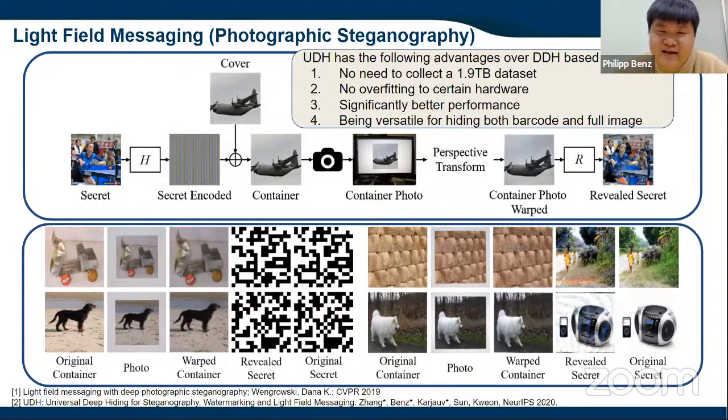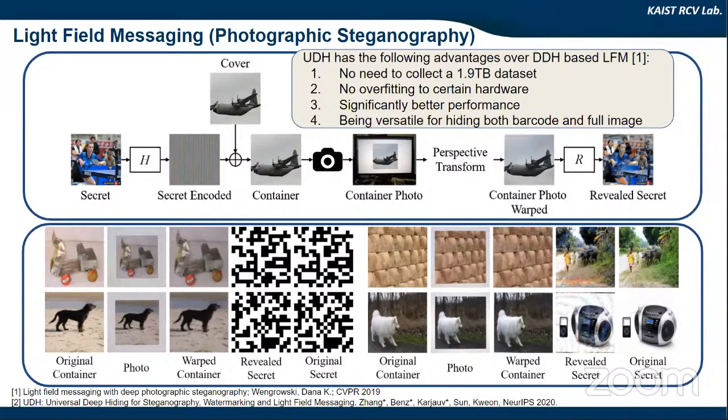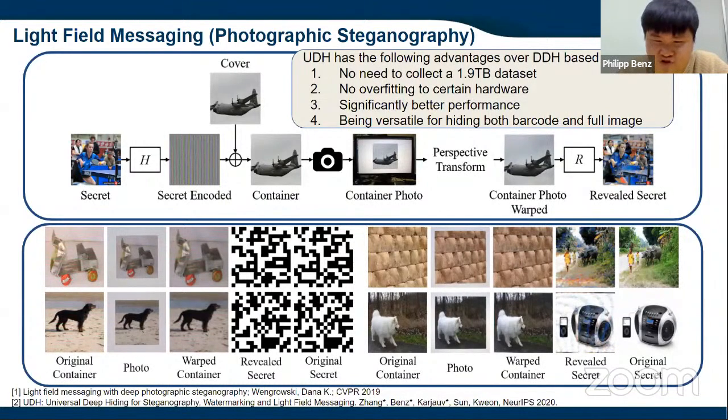And in 2019, there was one CVPR paper that did something very similar, but for them, they need to collect a 1.9 TB data set, which is like the corresponding container image and the container photo. Because they found that if they didn't do this process in the training, and they just do this thing normally as before, then the receiver side can retrieve nothing. So for them to make their network robust to such light effects, they collected a 1.9 TB data set.